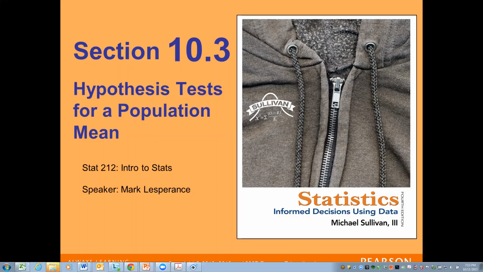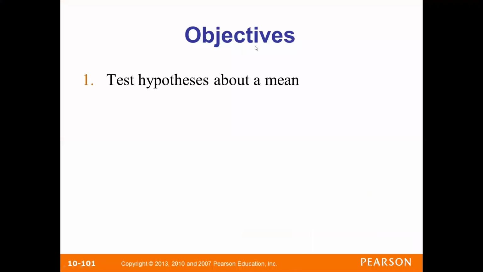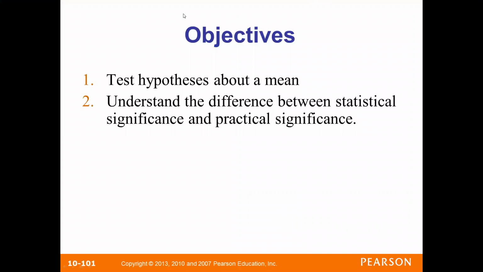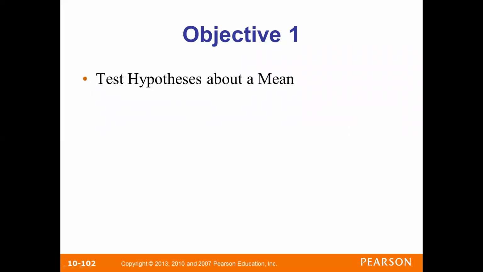So now that we talked about how to set up the idea of a hypothesis test, we're now going to look at the mechanics of doing a hypothesis test. The first type of situation we're going to deal with is doing a hypothesis test for a population mean. So the objective will be to test a hypothesis about a mean and understand the difference between statistical significance and practical significance.